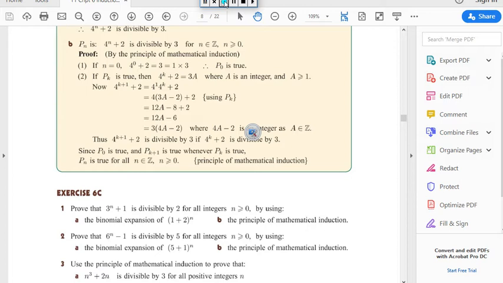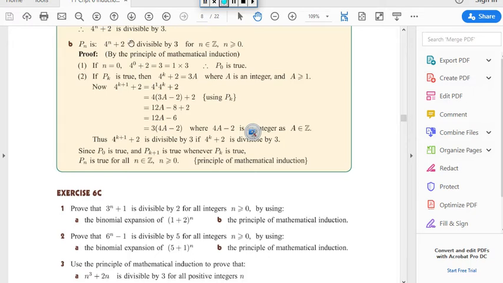3 times anything. If I get an answer of, I don't know, 3 times 10, 30. Hey, that's divisible by 3. 3 times 7, 21. Oh my God, that's divisible by 3. So, happy with that statement? We then go, okay, so we now want to prove P(k+1) is true.